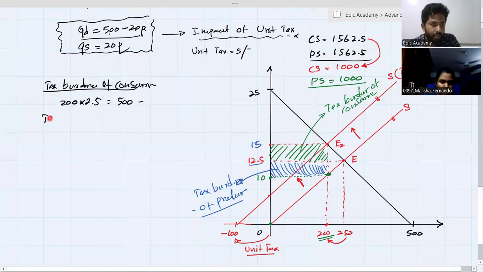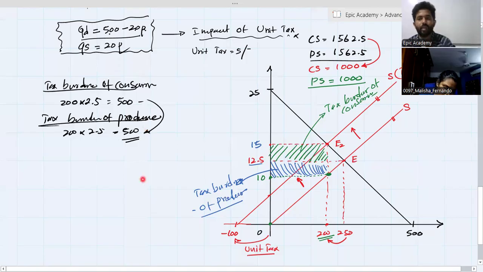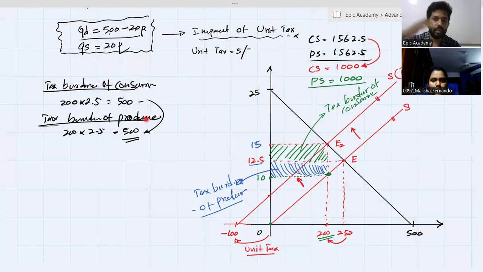So what about the tax burden of producer? It is also the same value. Okay, I think it is the same. Yes, it's the same. 200 multiplied by the difference between those two, 2.5. It is 500. Tax burden is similar. Okay, do not mix up the identification related to the tax burden and consumer surplus. This is a different concept.